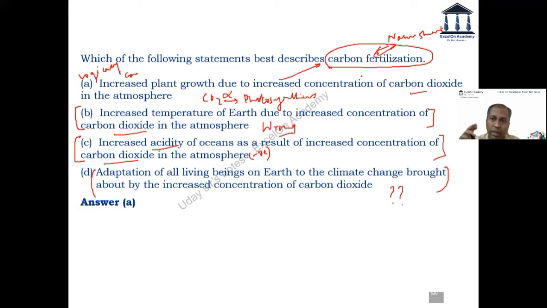Now, the interesting thing is greater emission of CO2 is bad. It's definitely bad. Suppose you ask, is carbon fertilization good for humanity? The answer is no. It need not necessarily be good for humanity because on one hand there is an increase in carbon dioxide, but on the other hand, if you are doing deforestation, there will not be enough plants to make use of the increased carbon dioxide. So to that extent, it is not good for human beings.